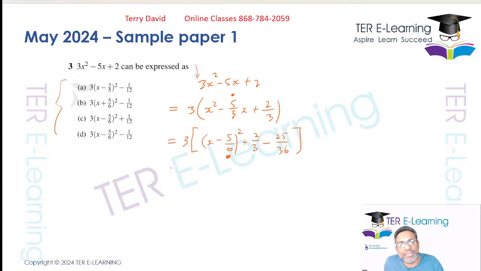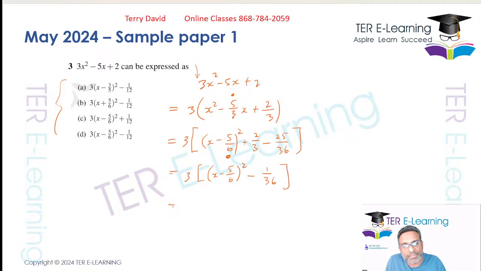I know several people have different ways they complete the square. Whatever you're comfortable with, stick with that, right? So this is going to be 3 open brackets x minus 5 over 6 squared. And just remember, you can use a calculator for the multiple choice, right? 2/3 minus 25 over 36. And I'm getting minus 1 over 36.